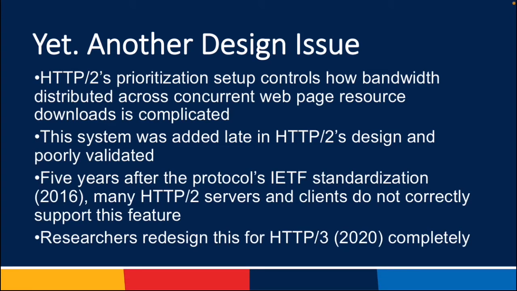QUIC and HTTP2 did not come with great success because at the very last moment, when HTTP2 went through deployment, the developers were still adding the per-stream controls on the multiplexing to the protocol. The system was to control how bandwidth was distributed across concurrent web page resource channels, and it was complicated. What's more, this system was poorly tested, and 5 years after the protocol standardization, HTTP2 web servers and web browsers do not correctly support this feature. Finally, researchers decided to redesign this system entirely to have HTTP 3.